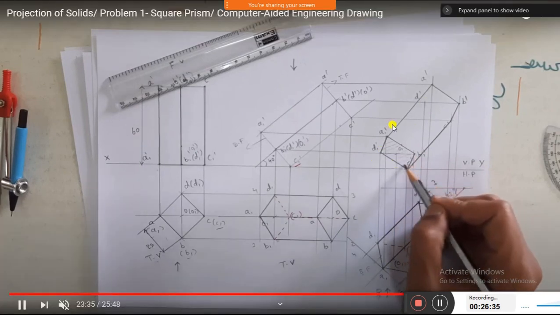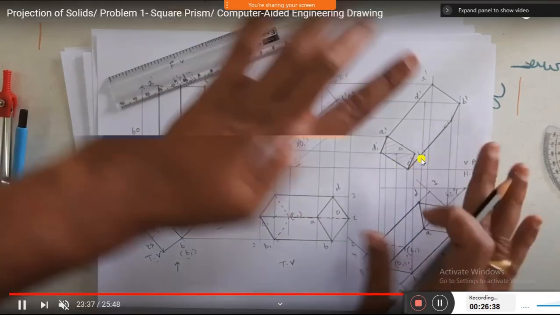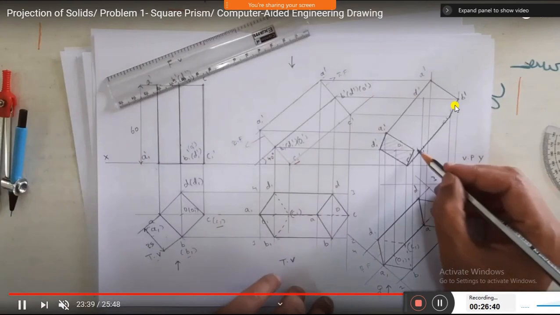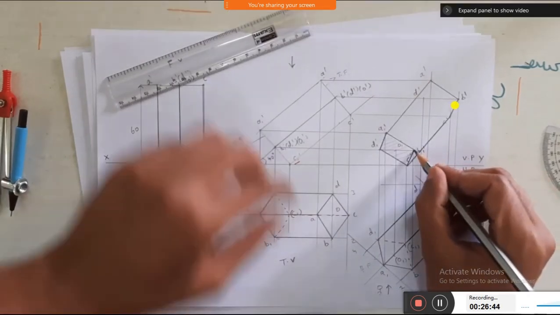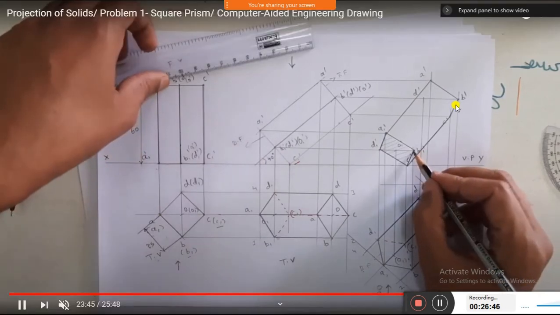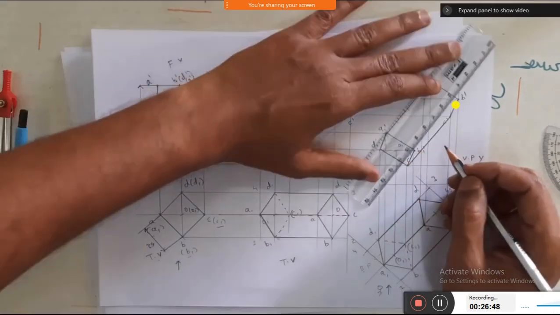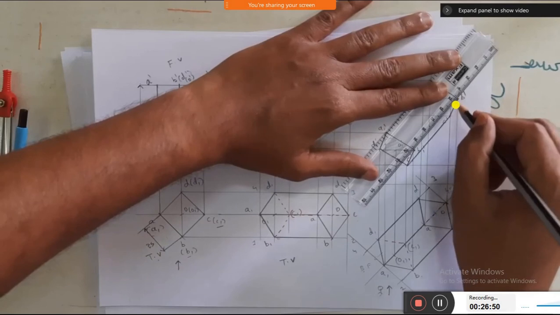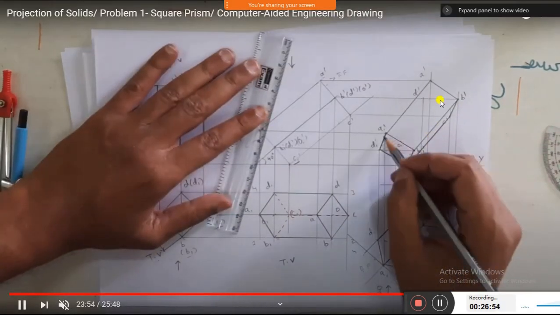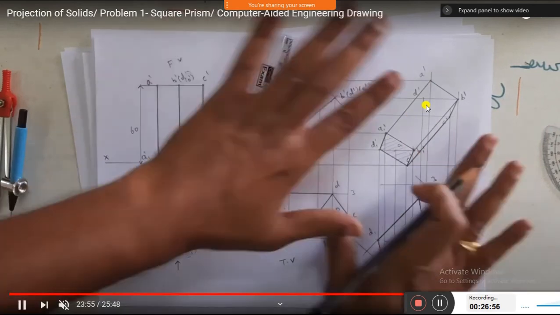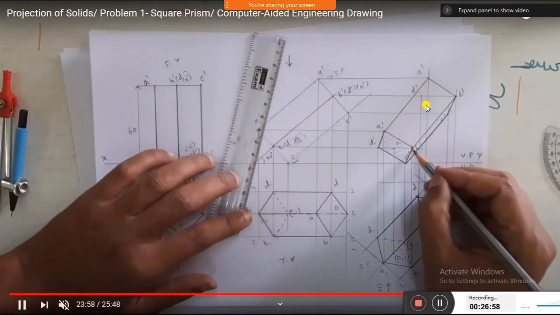Yes, this face is visible. And here you have to join B1 dash. It is also visible. B1 dash to B1, it is also visible. Yes, you have to join. The first face is visible, this face is visible, and the top face is visible. Only these three faces we are able to see.